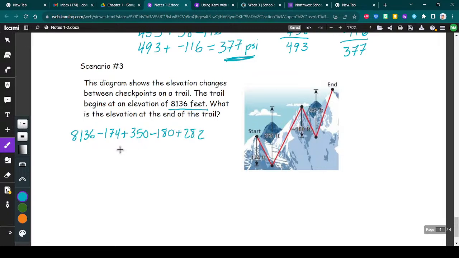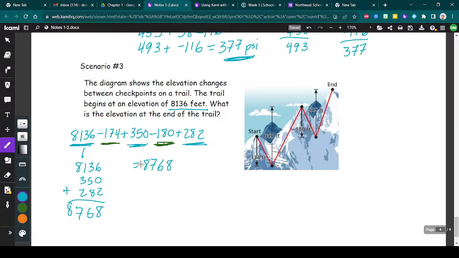Now, one of the things that I like to do with this kind of problem, because addition is commutative, is regroup things. I can add all the positives together and then come back through afterwards and add all the negatives together and then find a complete and total answer. So I'm going to go 8136, 350, 282, and add all those. 3 plus 5 is 8, plus 8 is 16, carry the 1. 1 plus 1 is 2, plus 2 is 4, plus 3 is 7.